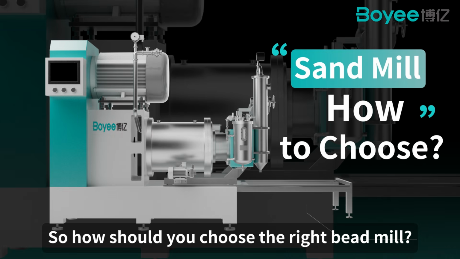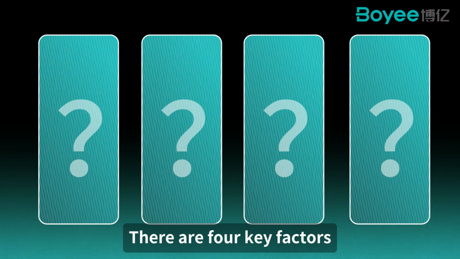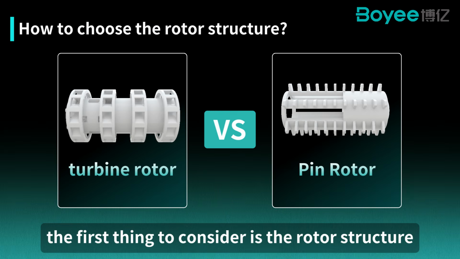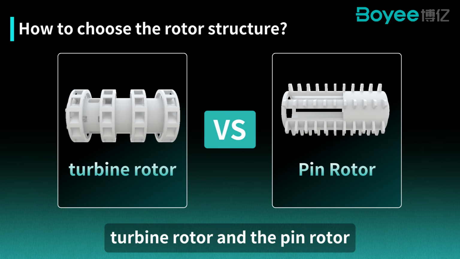So, how should you choose the right bead mill? There are 4 key factors. 1. How to choose the rotor structure. The first thing to consider is the rotor structure. The 2 main types are the turbine rotor and the pin rotor.